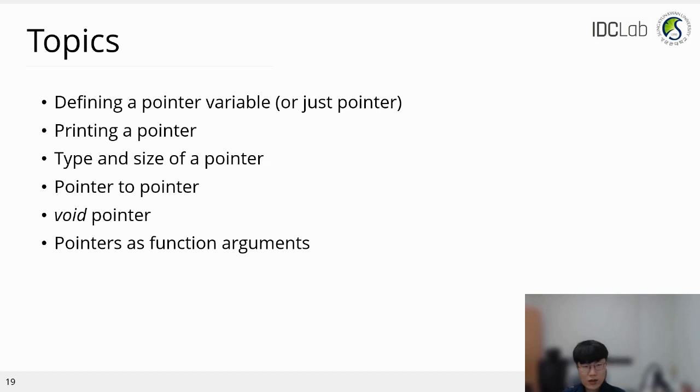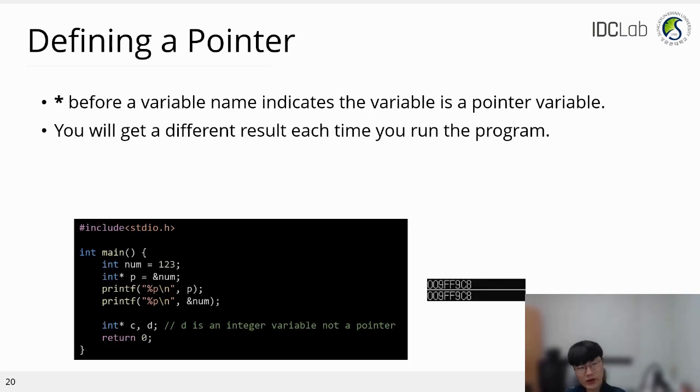Alright, so far we have covered some fundamentals about pointers, and here are some more advanced topics about pointers. Let's go through these topics in the rest of this video. First, we're going to talk about how to define a pointer variable. To define a pointer variable, you can use the operator star or reference. So there are name conflicts.